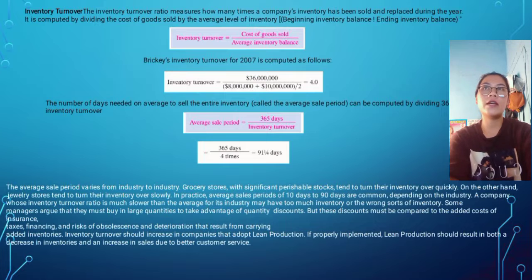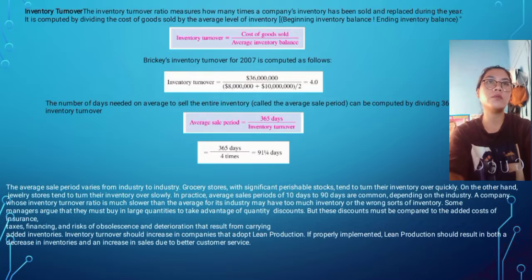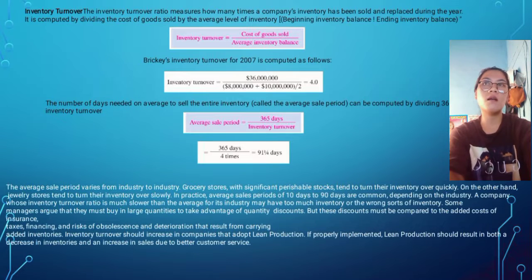Inventory turnover. The inventory turnover ratio measures how many times a company's inventory has been sold and replaced during the year. It is computed by dividing the cost of goods sold by the average level of inventory, which is the beginning inventory balance plus the ending inventory balance divided by two. Bricky's inventory turnover for 2007 is computed as follows.